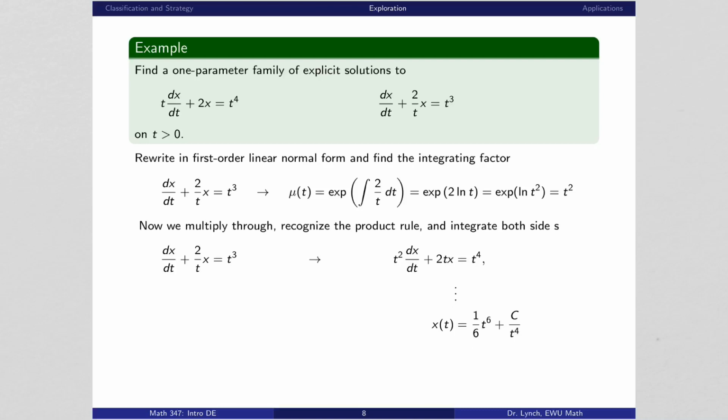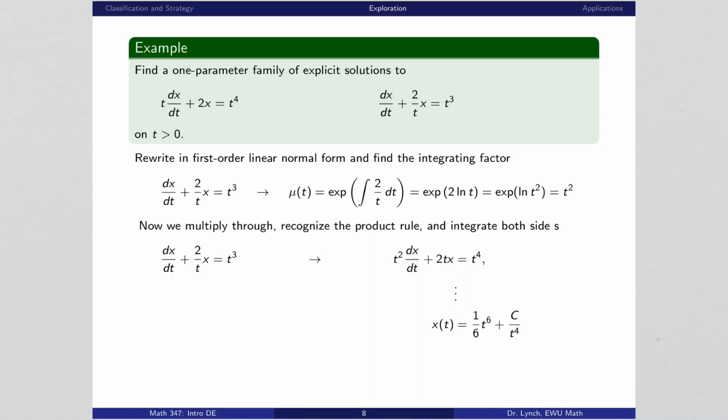and end up with x of t is 1/6 t to the fourth plus c over t squared. A couple typos there. It should be the same solution as what we got before, 1/6 t to the fourth plus c over t squared.